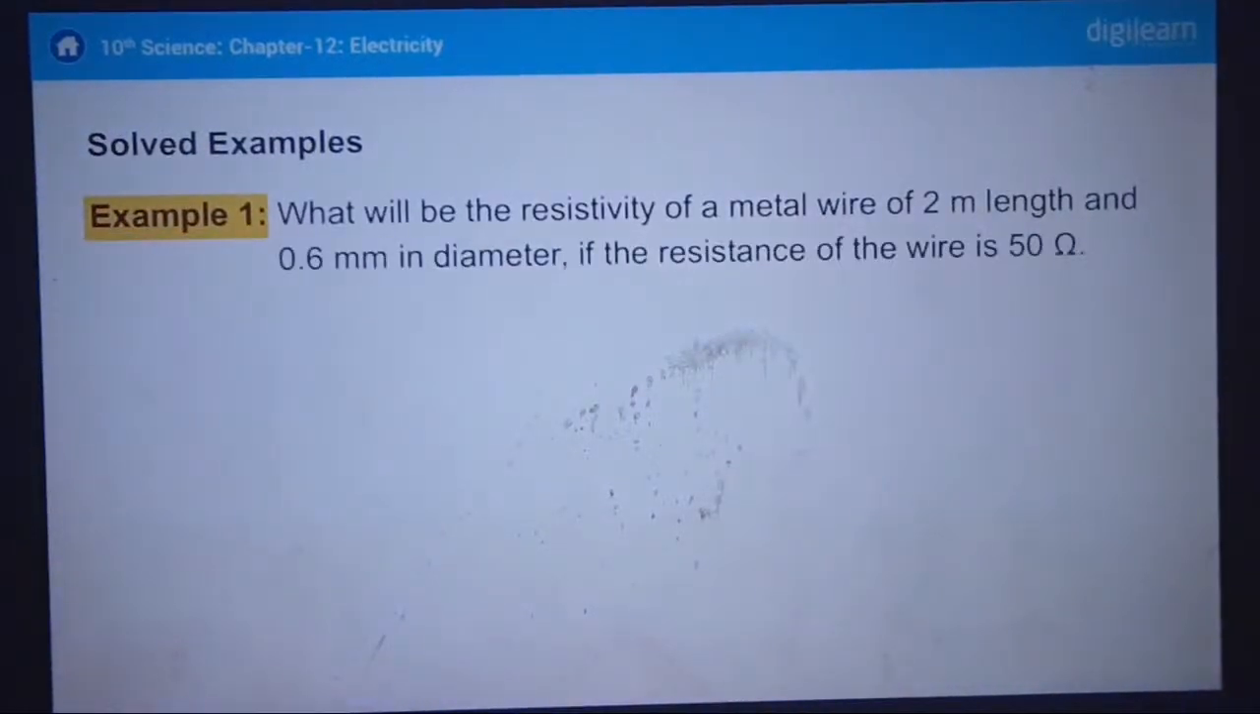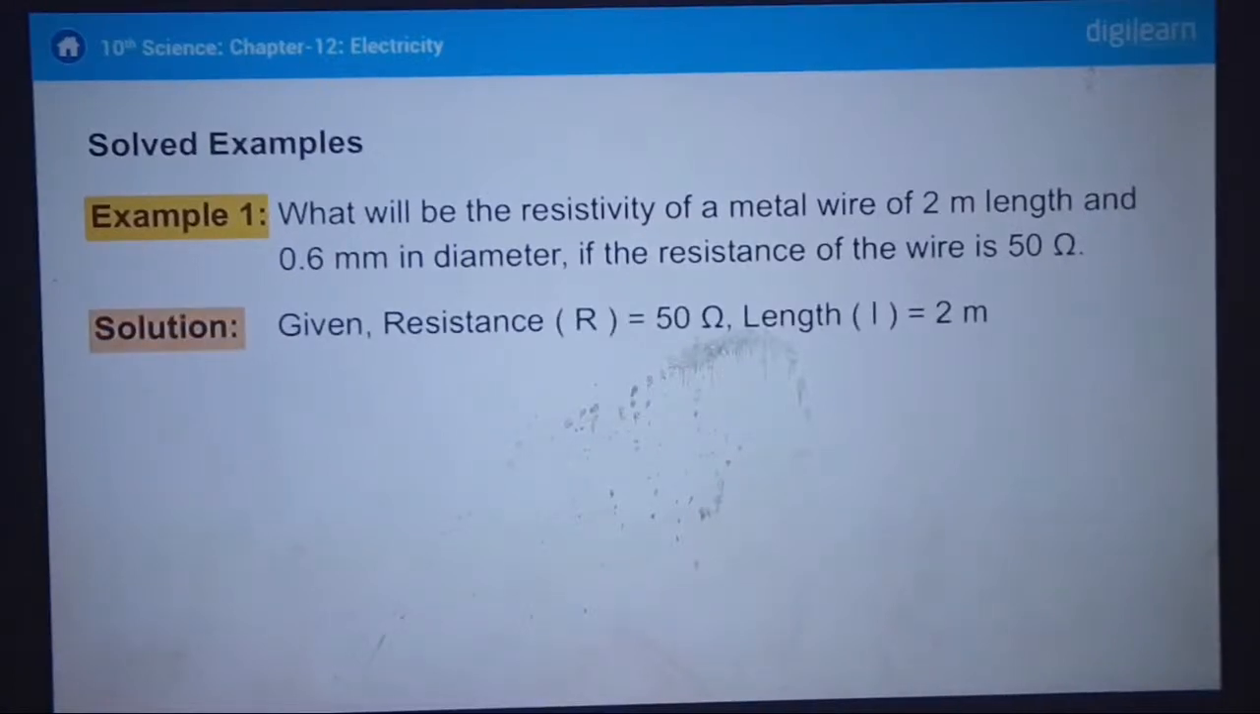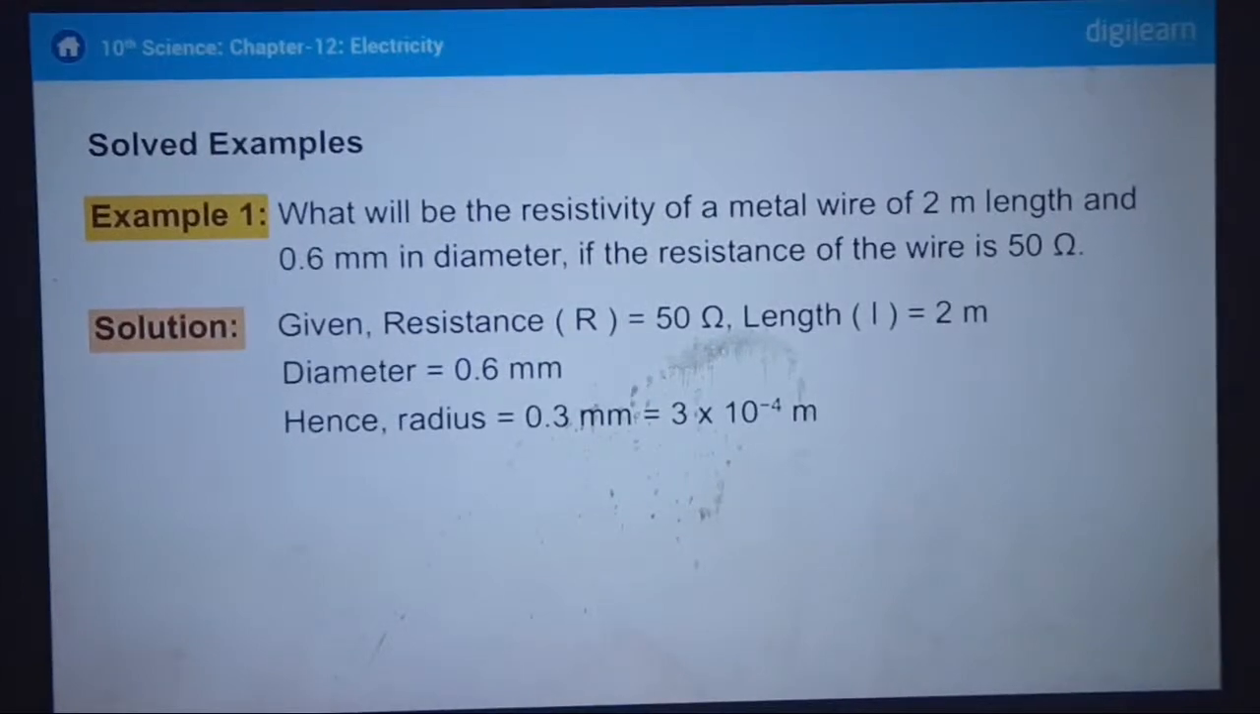Example 1. What will be the resistivity of a metal wire of 2 meter length and 0.6 millimeter in diameter if the resistance of the wire is 50 ohms? Solution. Given resistance R = 50 ohms, length L = 2 meter, diameter = 0.6 millimeter. Hence, radius = 0.3 millimeter = 3 × 10^-4 meter. Resistivity ρ to be found out.